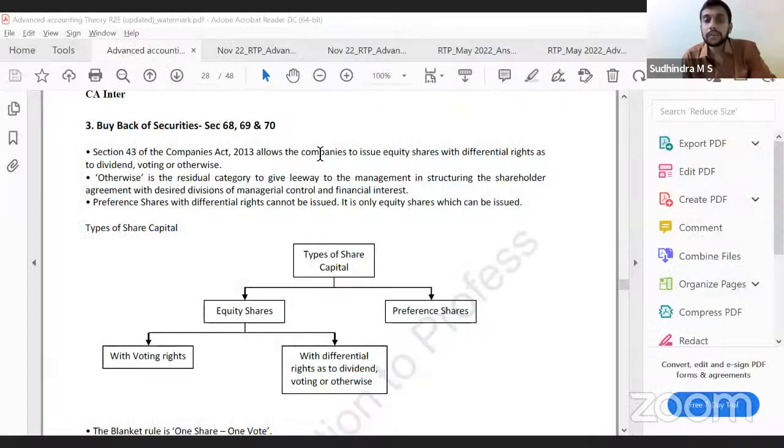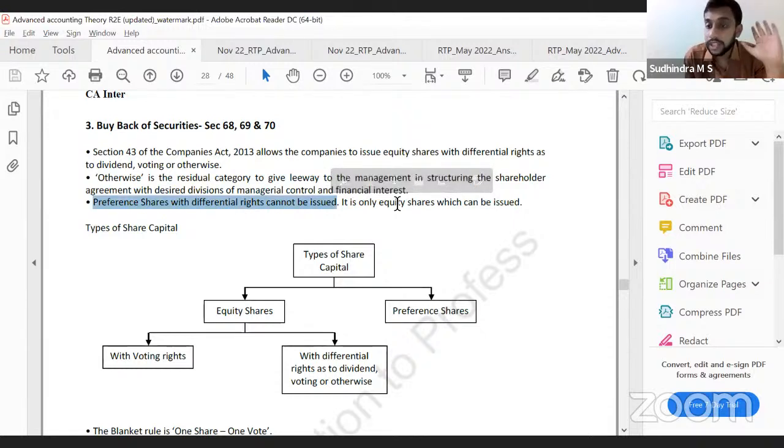Section 43 allows companies to issue equity shares with differential rights as to dividend, voting, or otherwise. Here, "otherwise" is the residual category to give leeway to the management in structuring the shareholder agreement with the desired divisions of managerial control and financial interest. So it can be anything. We need not bother. Preference shares with differential rights cannot be issued. Very important point: it is only equity shares which can be issued.